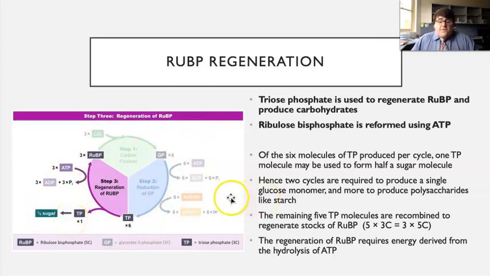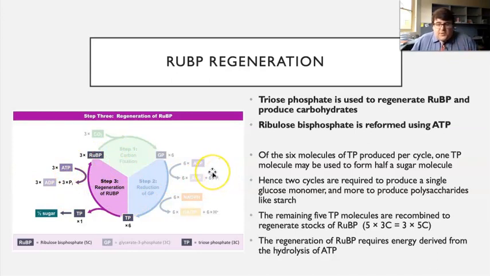Our remaining 5 triose phosphate molecules are recombined so that we can regenerate RuBP, so that we can continue this cycle over and over again. So from this whole cycle, even though we've created 6 molecules of TP, only one of those is used to make half a sugar, and the other 5 molecules are recycled to make RuBP again. That works because we've got 5 lots of 3-carbon compounds, and we're going to recycle those to make 3 lots of the 5-carbon compounds. So the maths works out there.